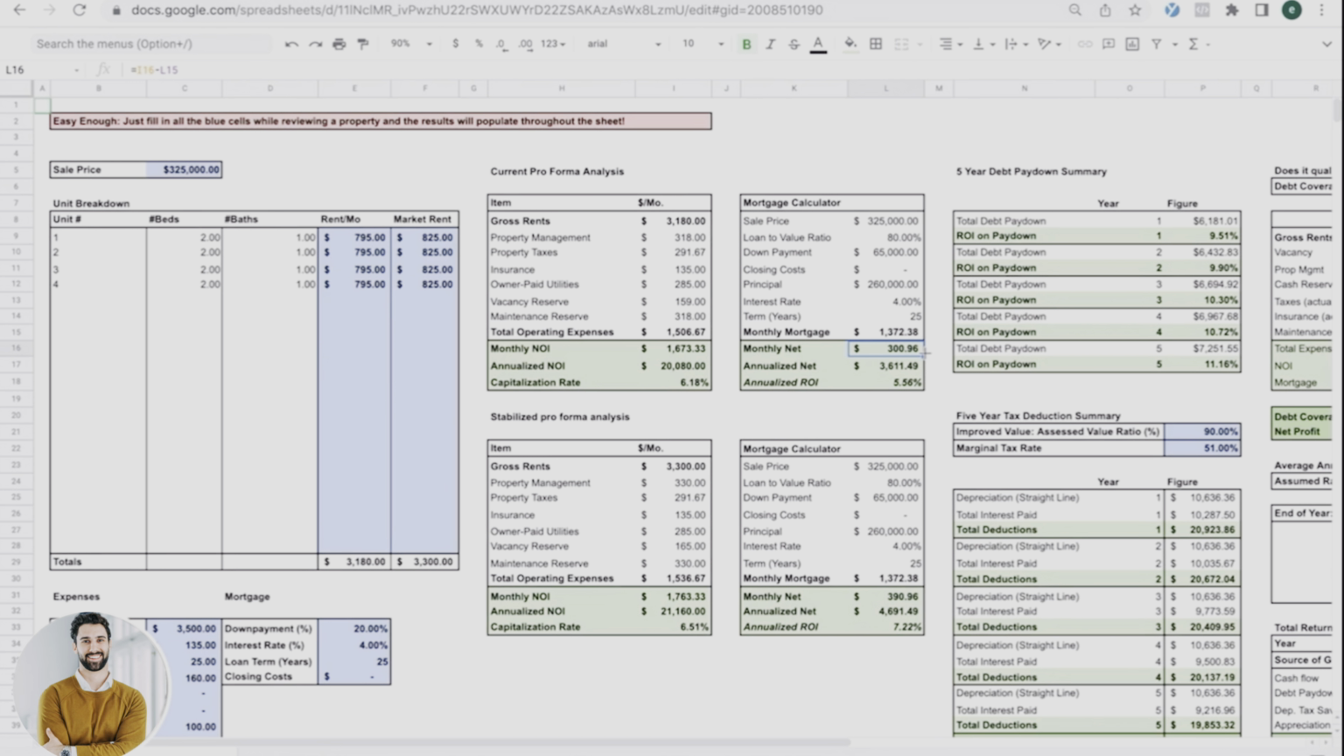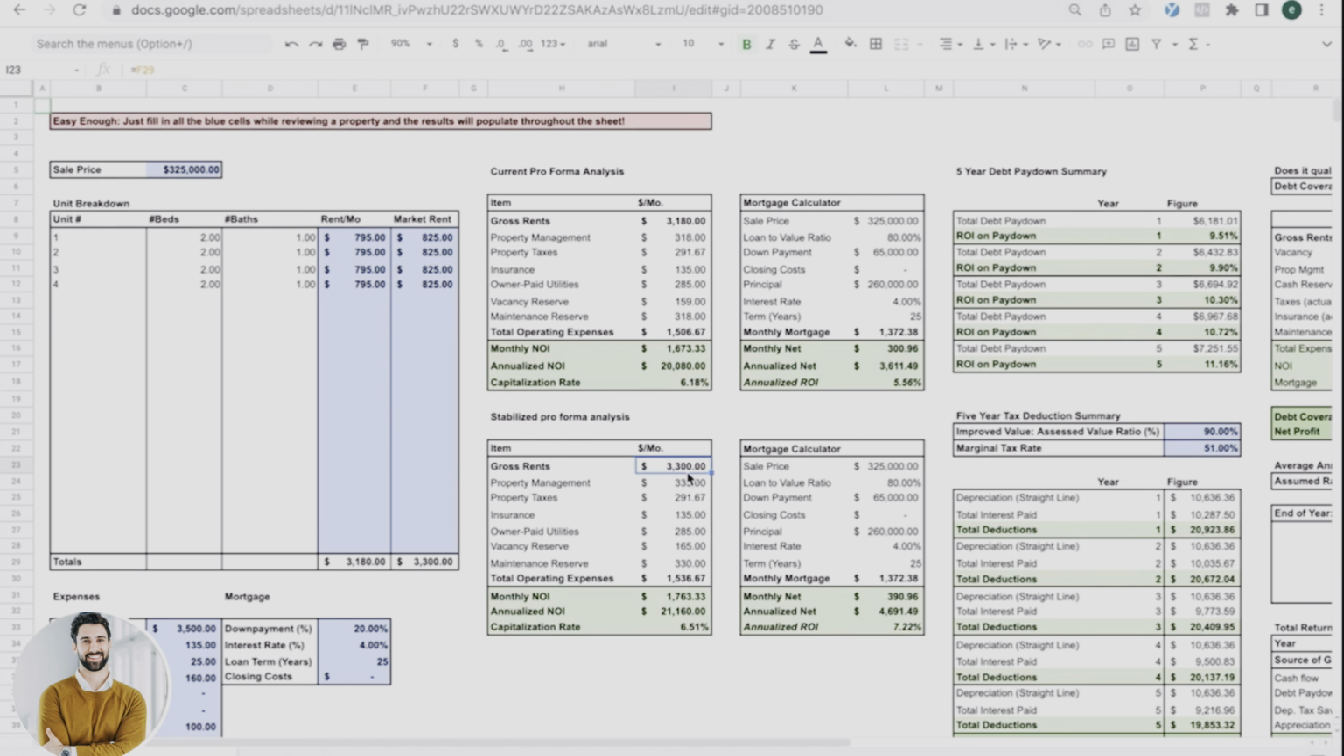That is money that goes straight into your bank account after paying everything off. That's $3,600 a year of annualized cash flow. And your return on investment is this annualized net divided by your total down payment, because you didn't invest $325K in this property, you invested $65K, 20% of it down to buy this property. And after all your payments, you're collecting $3,600 of free cash flow, money that's yours, essentially. And that's a 5.56% return on this $65K investment.